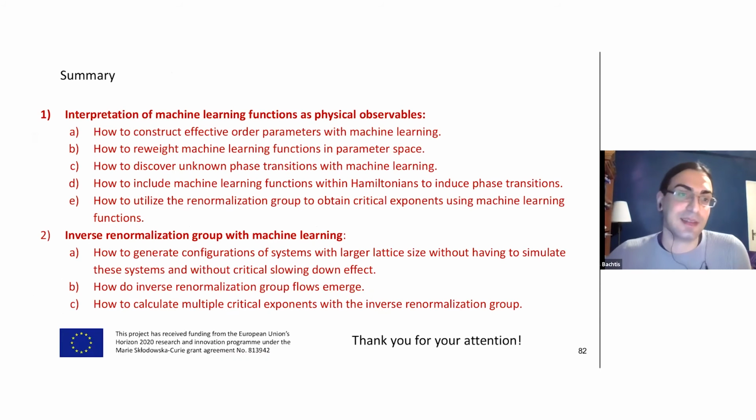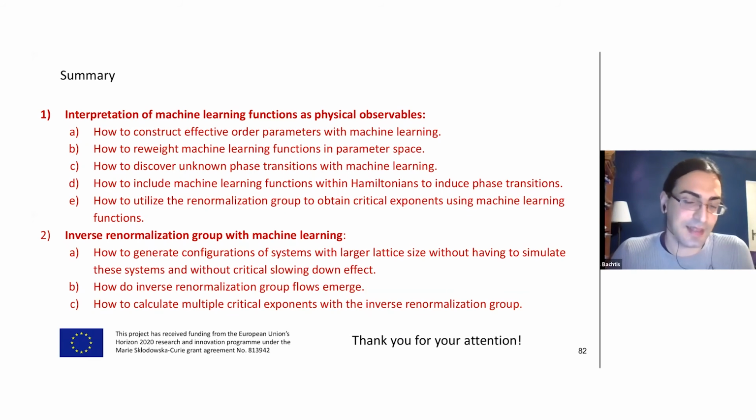So to conclude, I discussed two different research directions. The first one was the interpretation of machine learning functions as physical observables. And the questions that I answered were how to construct effective order parameters with machine learning, how to reweight machine learning functions in a system's parameter space, how to discover unknown phase transitions with the use of machine learning, how to include machine learning functions within Hamiltonians to induce phase transitions in systems, and how to utilize the renormalization group to obtain critical exponents based on machine learning functions.